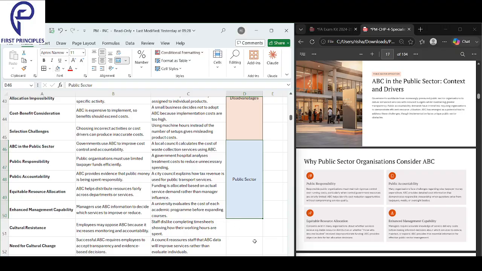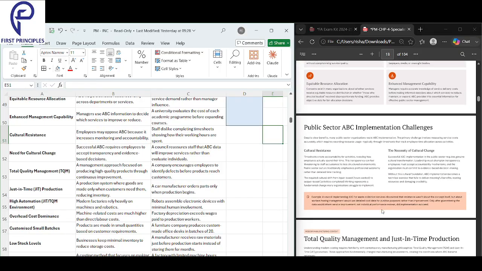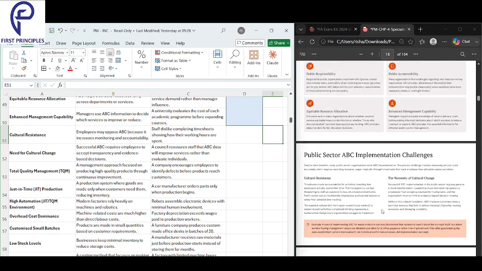Decide where it is efficient. At the end of the day, you're using governments, so you're using the taxpayers' money to enable services. So you have to make sure that you use the taxpayers' money really well. And ABC is best. You can't hide behind any costs unnecessarily. That is one of the biggest reasons why we are using ABC, especially in public sector companies.